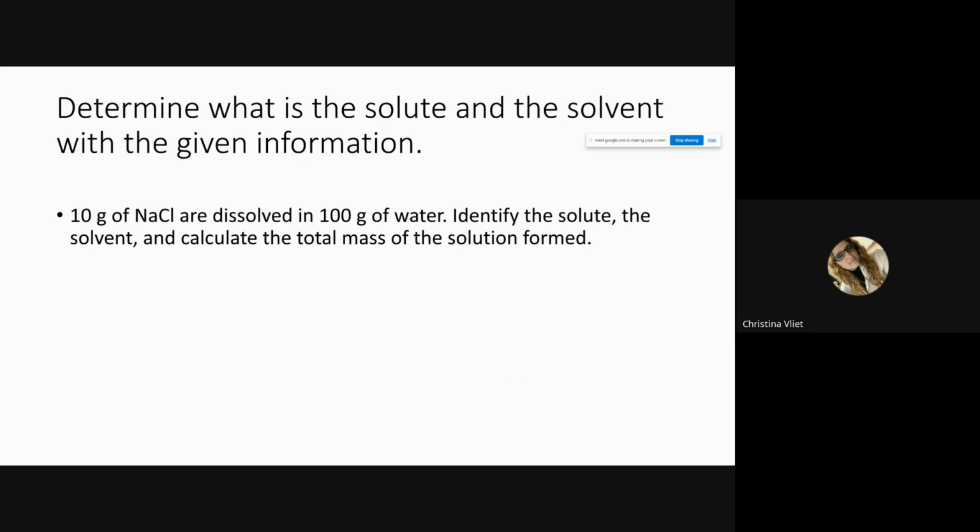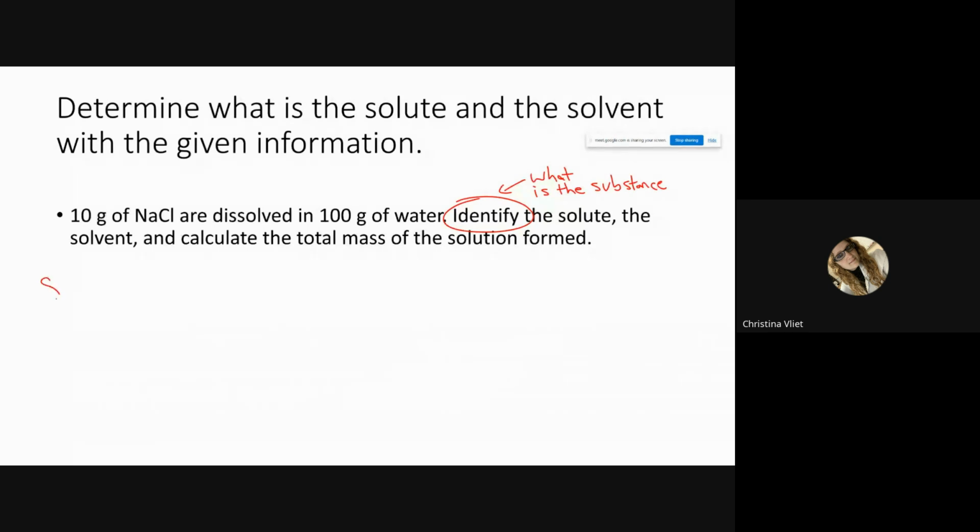So what do we mean by identify? Why do you define which one is which? What is the substance, right? We're looking for what specifically is the substance that's the solute. What specifically is the substance that's the solvent? And then we'll do the calculation of the total mass of the solution.